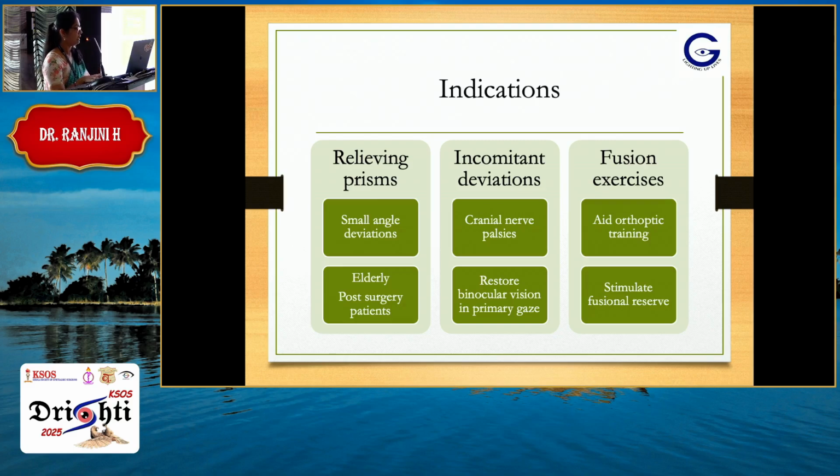It can be in the form of relieving prisms. It can be given in concomitant deviations and in the form of fusion exercises. In small angle deviations in the elderly, we can give relieving prisms. Then in cranial nerve palsy, it is very important in primary gaze to restore binocular vision, and in aiding orthoptic training, like in convergence insufficiency.